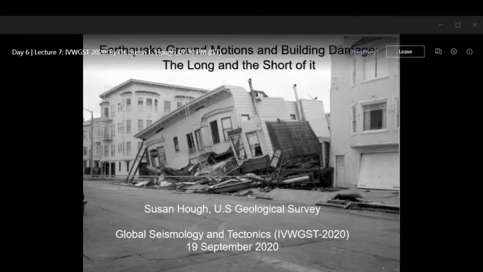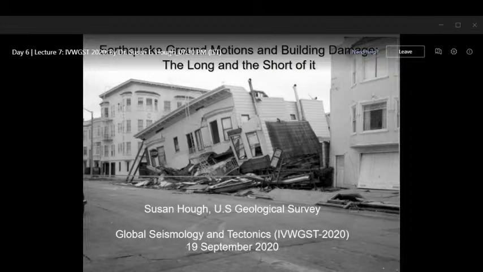Also, I realize this seminar is on geology and tectonics, and as you heard in the introduction, I'm going to be talking about earthquake ground motions. So it's not focused on tectonics per se, but it is indeed a very important issue for earthquake hazard.